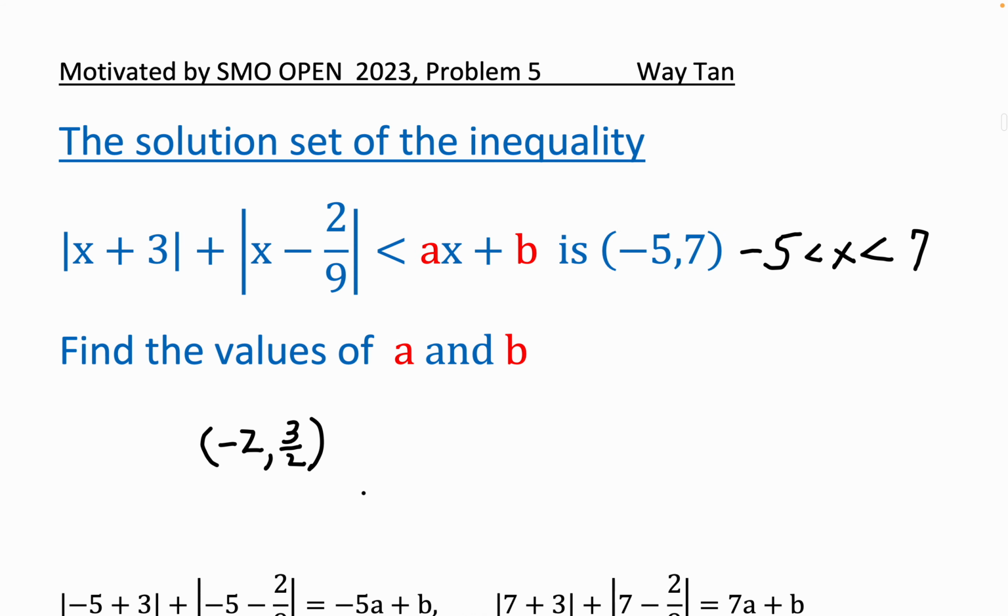Let's look at this. This is the solution interval for the inequality minus 3, and this is not too hard to verify, minus 3 less than 2x plus 1 less than 4.